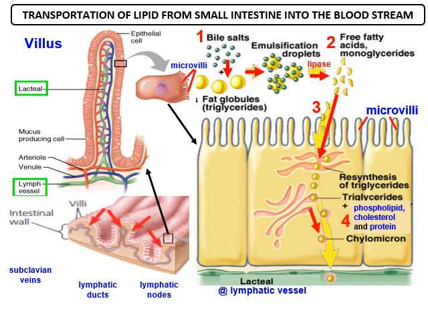Triglyceride is coated with phospholipid, cholesterol and protein, forming chylomicron, which is a water-soluble globule. Chylomicrons are transported from the epithelial cell into the lacteal by exocytosis. Actually, the lacteal is a lymphatic vessel in the villi of the small intestine, the green color.